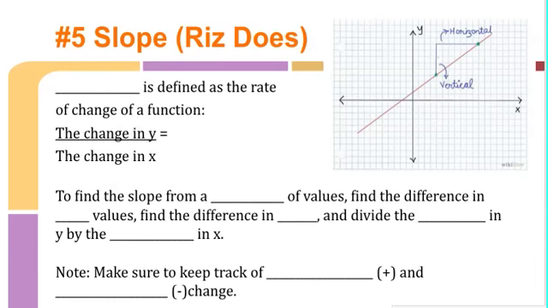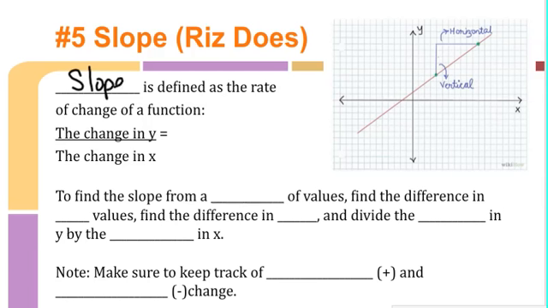Hi everyone. Today we're talking about the idea of slope. We're going to be talking about slope in a few different ways and in a few different representations. We're going to be looking at tables of values. We're also going to be looking at points, and we're going to be looking at graphs. But all of those are the same idea. Okay, so let's get started.